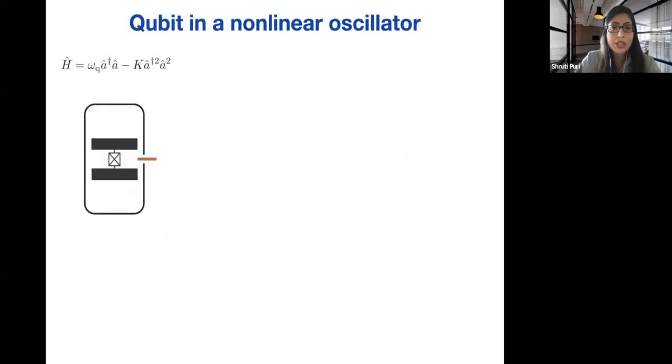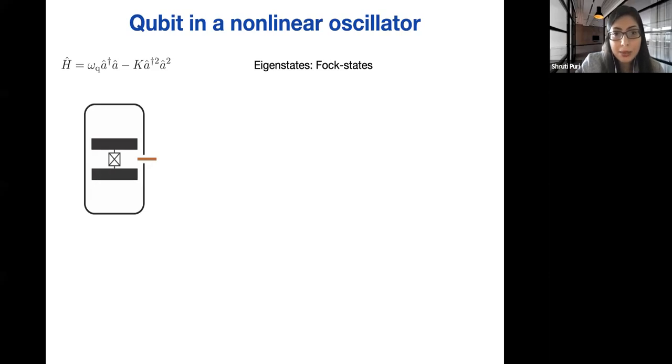Okay, so how do we make these cat states in a nonlinear oscillator? Before understanding that, let's look at our nonlinear oscillator. I'm going to give you an example of this nonlinear oscillator in superconducting circuits. We have a superconducting Josephson junction, and its Hamiltonian can be approximated by this formula here. The first term is a frequency term, the second term is a nonlinearity.